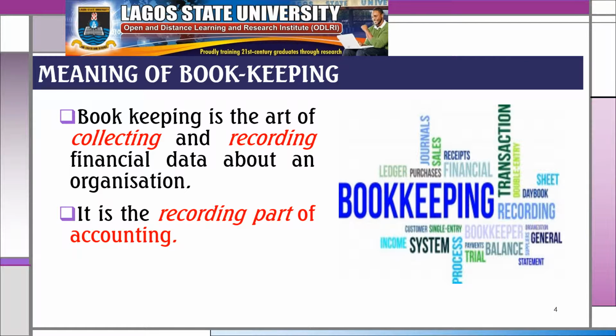It involves quite a number of activities, such as handling the ledger of the organization, purchases journal or sales journal, financial receipts, customer documentation, preparation of trial balance, and other recording documents, such as the general ledger and any other document that relates to recording in accounting.